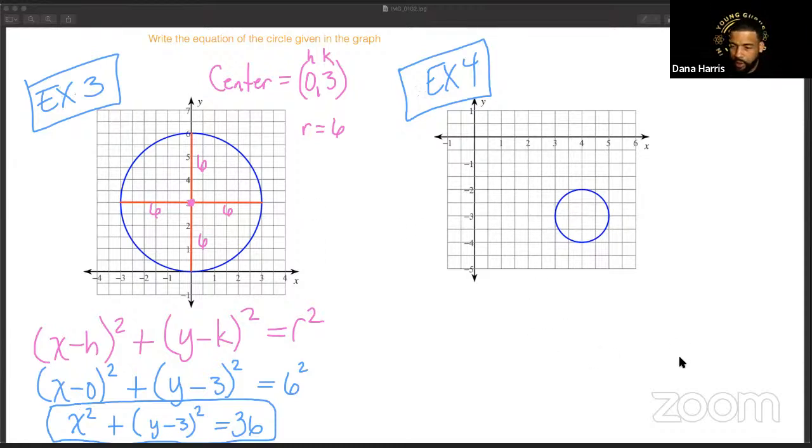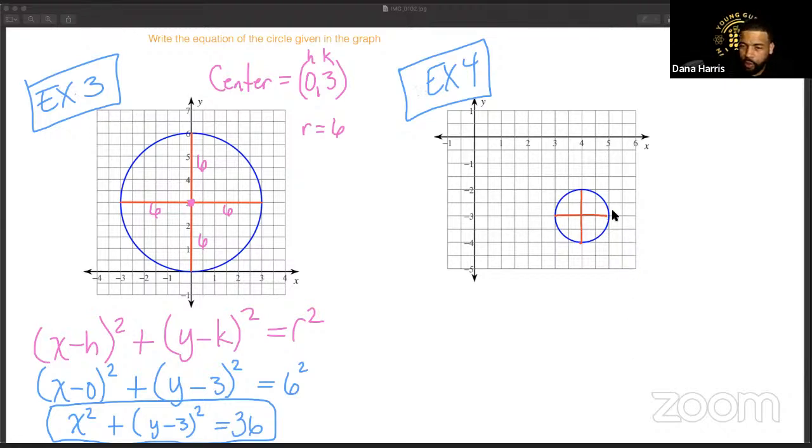This one is about as simple. Let's see. Boom. Here we go. There go my kids yelling again. Boom. All right, so that's the intersection of two diameters. Well, Mr. Harris, how do you know that? Well, let's see. Let's count it.